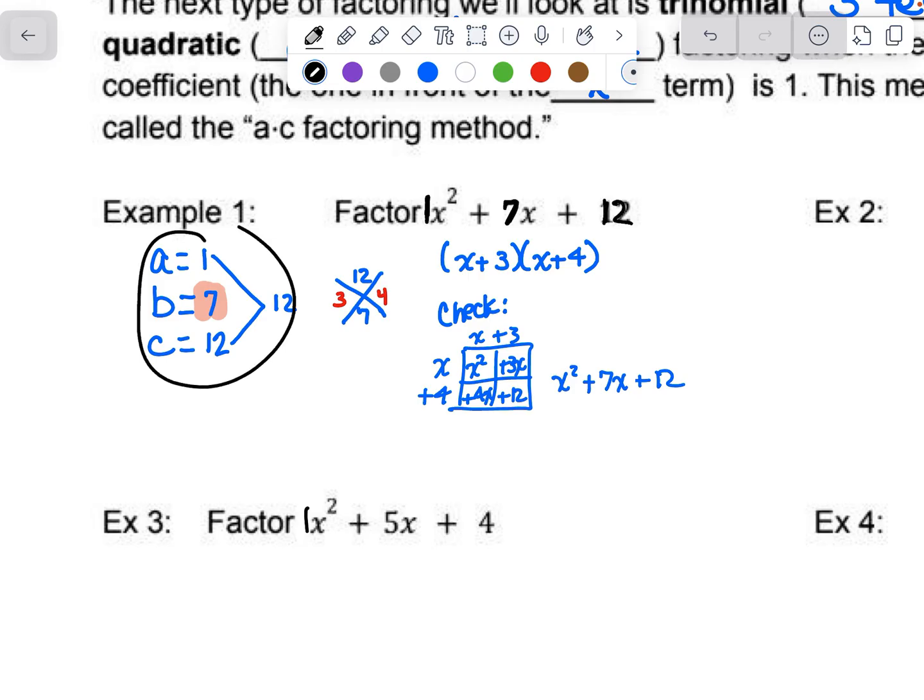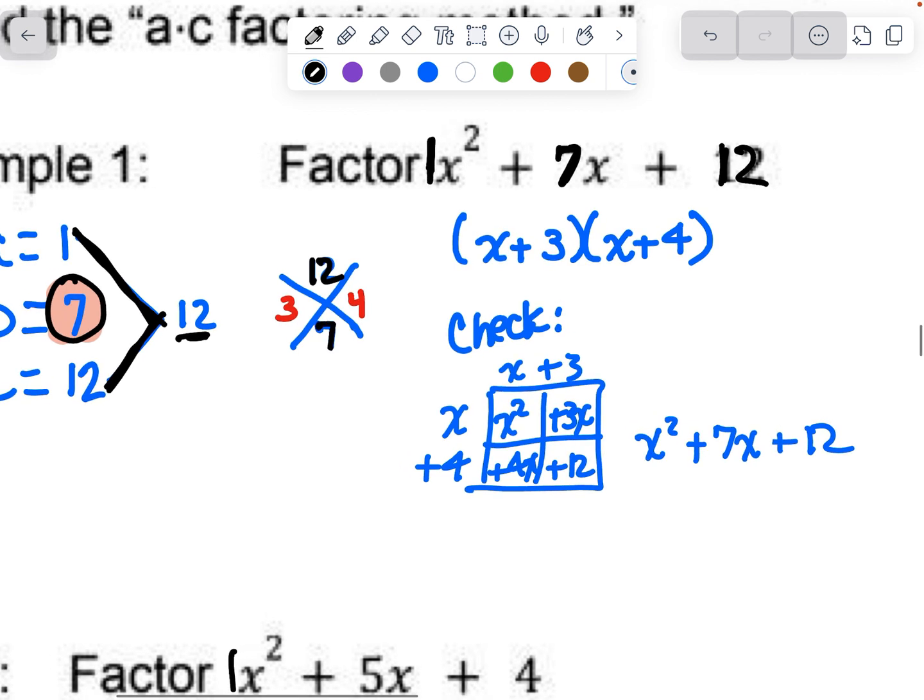So I've got them identified here. And this is called the AC method because we want to find two numbers that multiply to give us A times C, which is 12, that add together to give us 7, or B. So two numbers that multiply to give us 12, that add to give us 7, that's going to be 3 and 4. So then we can factor this to be x plus 3 times x plus 4. Sometimes you'll hear me refer to this as a magic pair. It's the two numbers that multiply to give me 12 and add together to give me 7.